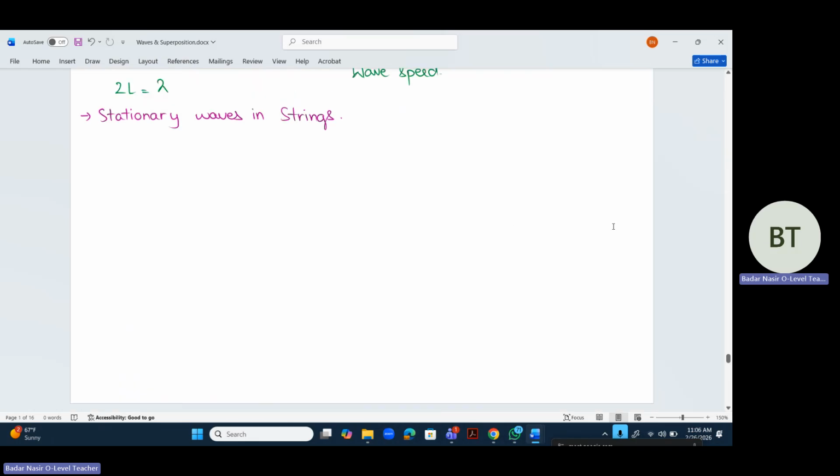Okay, so stationary waves in string using a sonometer. ठीक है, so let's say हमारे पास experiment ये है कि we have a wooden block.